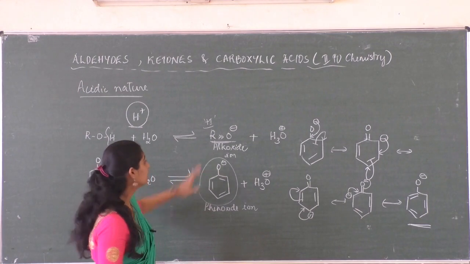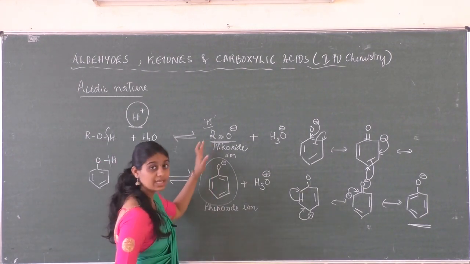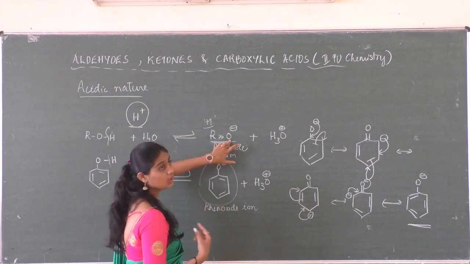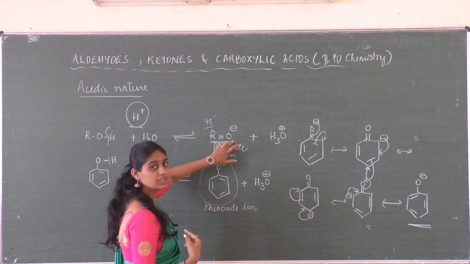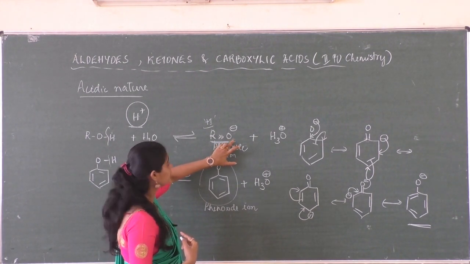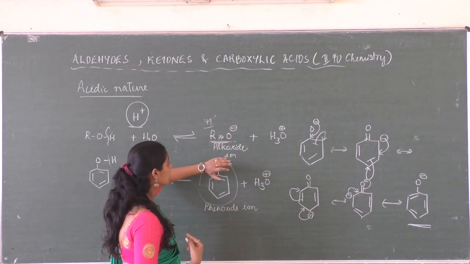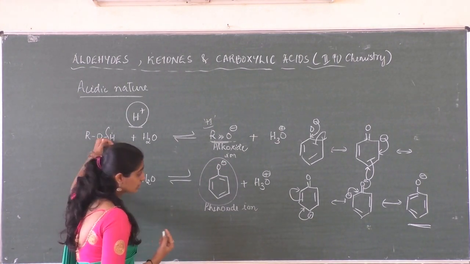Clear? Here we don't have any resonance structure for the alkoxide ion. Instead we have an electron releasing group, which tends to increase the electron density on oxygen. Therefore it decreases the stability of the alkoxide ion. So the alkoxide ion is not stable, which in turn is reflected in the acidity of the alcohol.